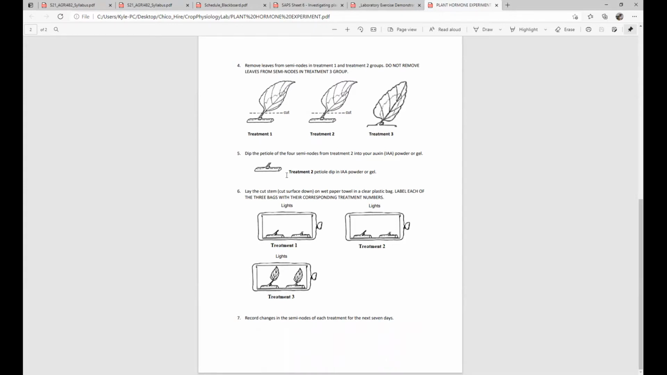Now, with these 3 groups pieced together, we're going to place them into 3 separate bags. And these can be Ziploc bags. I'm going to use some autoclave bags, got some sitting around. We need these bags to be able to safely hold those 4 seminodes, right? 4 seminodes per bag. We need them to have moisture in there so plants can be happy and healthy, all things considered, seeing as they've been cut in half and all. I need you to make sure that you label each of the 3 bags with their corresponding treatment numbers.